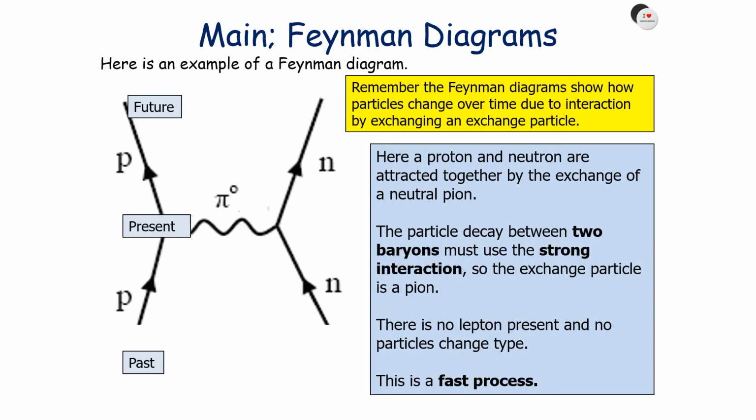So here is an example of a Feynman diagram. Now remember, our Feynman diagrams show how particles change over time due to the interactions by exchanging an exchange particle. So here, the proton and neutron are attracted together by the exchange of a neutral pion. The particle decay is between two baryons, so we must use the strong interaction, so the exchange particle is the pion. No leptons are present, no particles change type, so it can't be the weak interaction, and because it's a strong interaction, it's a fast process.